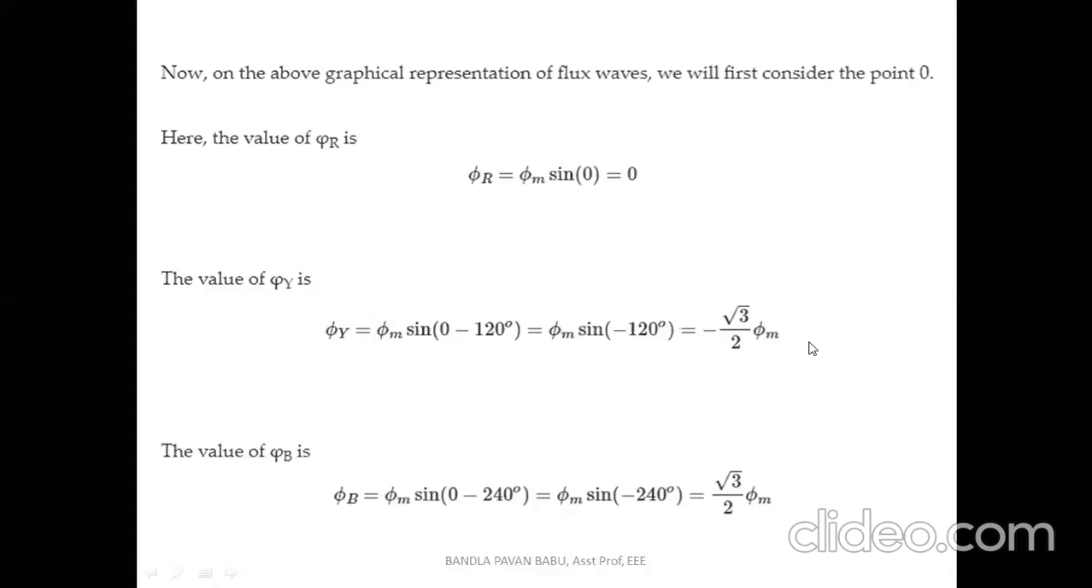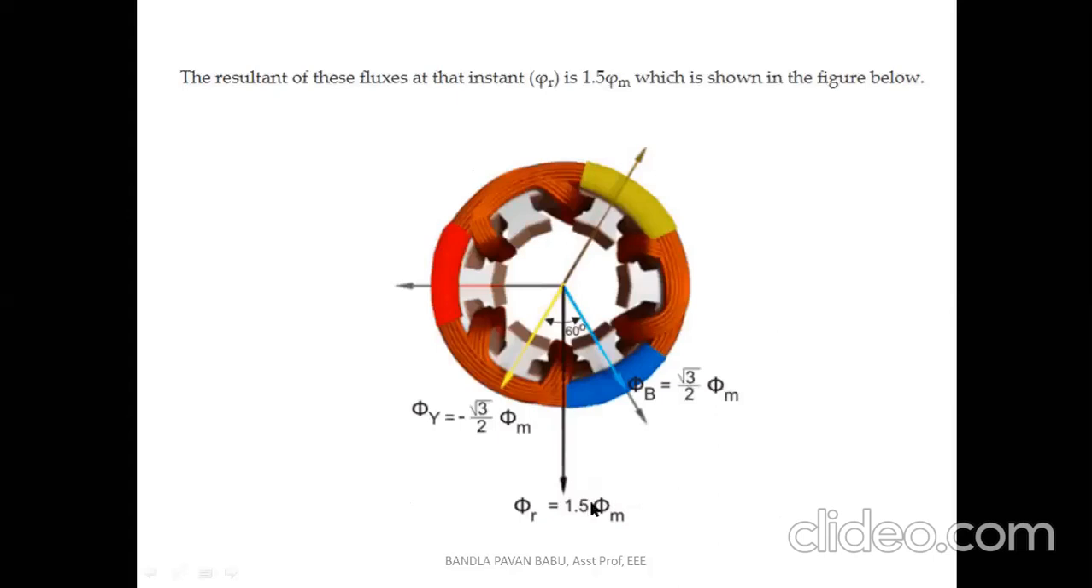As per the parallelogram law of vectors, for two vectors having the same magnitude, the resultant vector is 2 into the magnitude of the vector into cos alpha by 2. Alpha is the angle between the two vectors. The angle between these two vectors, minus phi y and phi b, is 60 degrees. In the last class we drew the diagram. So the resultant is 3 by 2 into phi m, that is 1.5 into phi m. For this I have given the proof also.